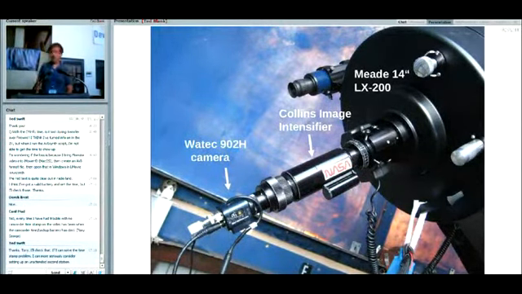This is my telescope setup, very similar to Ernie's. I have a 14-inch Meade, a Watec camera, and I also use a Collins image intensifier. It's not owned by NASA. That sticker just helps me get through airport security. The image intensifier is no longer sold, although occasionally you can find some on Astromart, maybe once every 2 years. But I bought mine new from the manufacturer. The intensifier adds about, I'd say, 3 to 4 magnitudes to the faint limit of your recording system. Next slide, please.